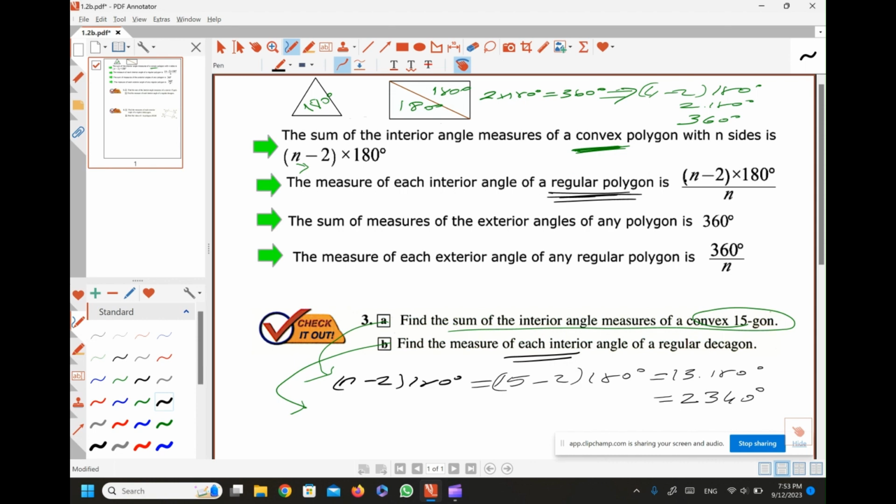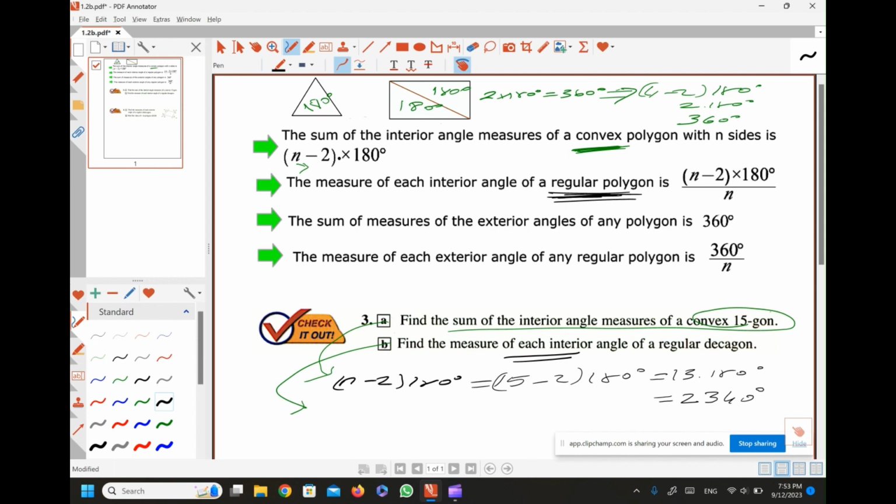So (n minus 2) times 180 gives you the sum of interior angles. Since we know the polygon is regular, all sides are equal. Suppose there are n sides. By dividing the sum of interior angles by the number of sides, we will get only one angle. So the angles will all be equal. We will find one angle by dividing the sum by the number of sides. So you will get each angle by doing this.